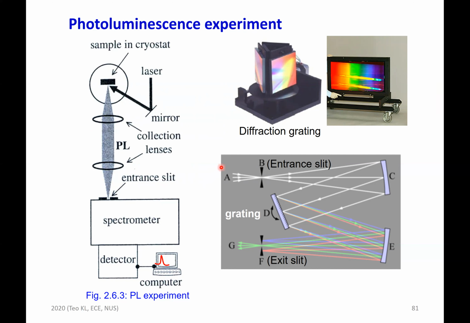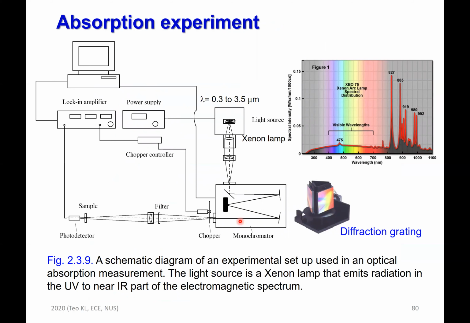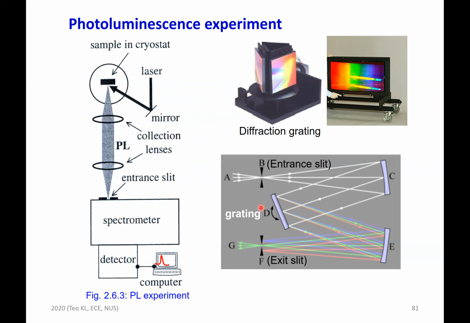The spectrometer, as we have discussed previously in the absorption experiment, sometimes we call the monochromator, consists of mirrors and the diffraction grating. The light enters the entrance slit and gets reflected by the mirror. The diffraction grating is mounted on a turret where it can be rotated, and the light can be diffracted into the exit slit. So by the diffraction grating, you can select the wavelength of the light. From the exit slit, the signal is detected by the detector and then connected to the computer.